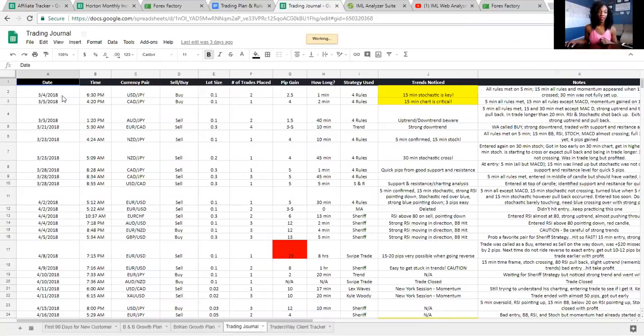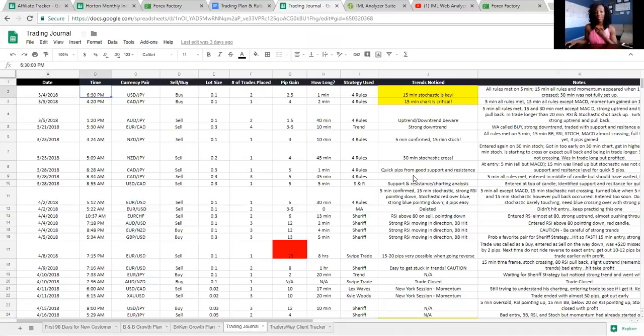So this is what I have on my trading journal. I have the date, the time that I entered the trade, the currency pair, whether it was a buy or a sell, the lot size, and the number of trades that I placed. So I put if I twin traded it or not, or how many trades I placed on that same pair. I put how many pips I gained, how long I was in the trade, which strategy I did, and then I highlight trends that I started to see.